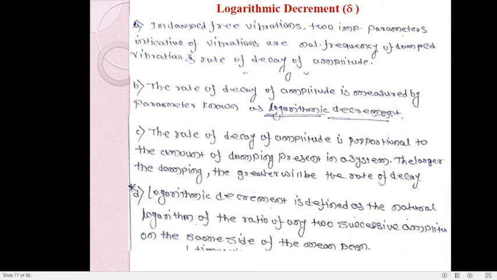The rate of decay of amplitude is proportional to the amount of damping present in a system. The larger the damping, the greater will be the rate of decay. When we provide the damping, the function of the damper is to absorb the vibration energy. But how much is the resistance provided? Based on that, the vibrations are absorbed, and that much is the loss of amplitude in each cycle.